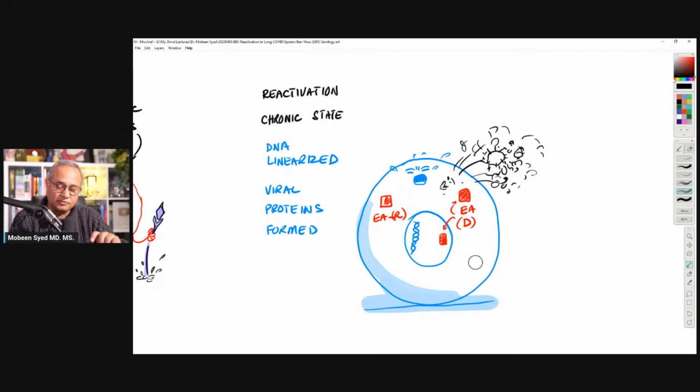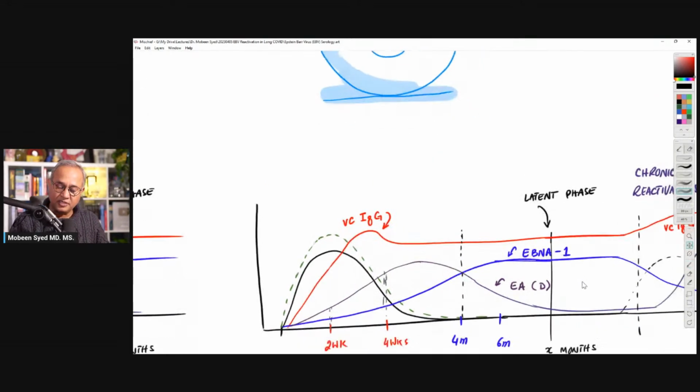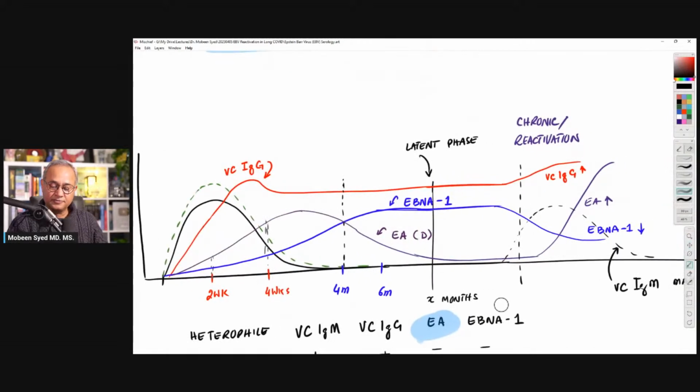It's not always possible. But more importantly, EA, early antigen, the workers that build the virus, the diffused ones, will start seeing antibodies against them. That means the virus is building itself. That means it has become activated. So what will be the profile?